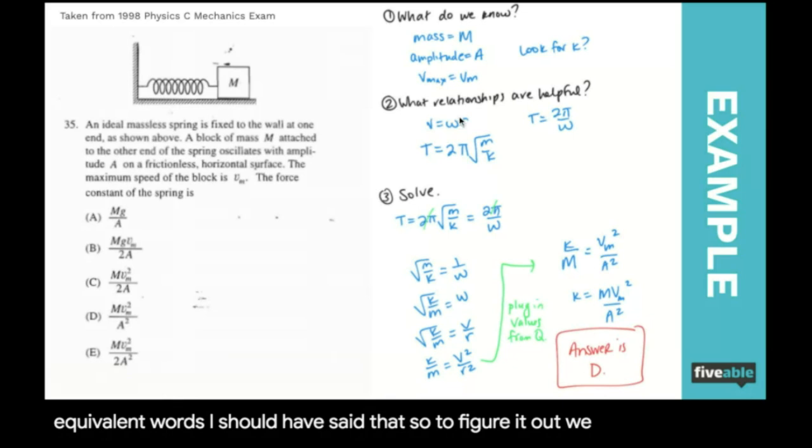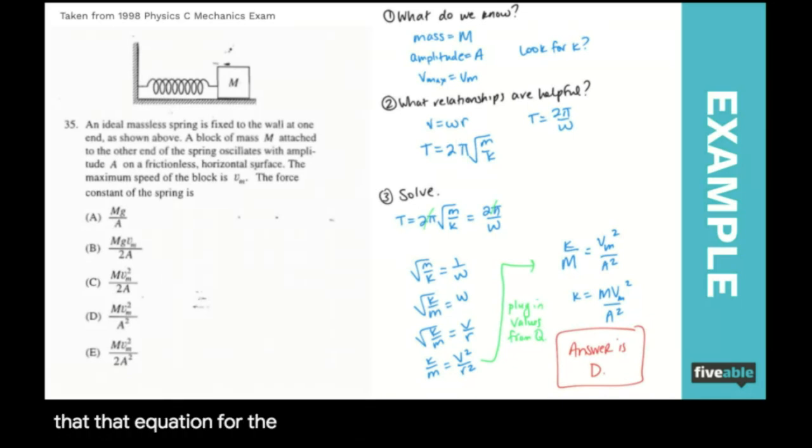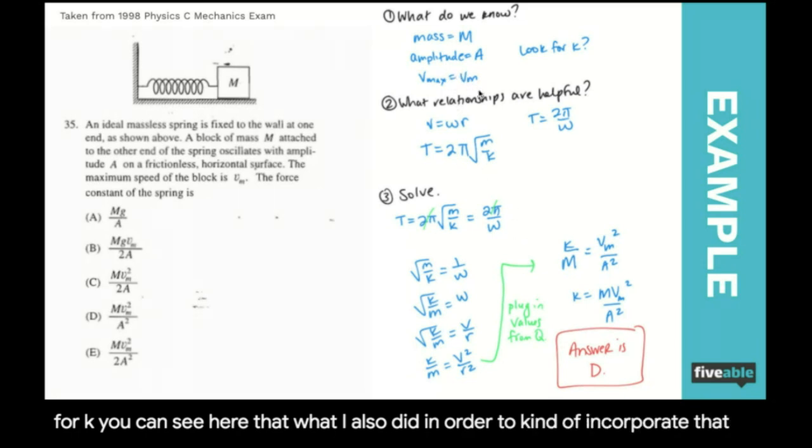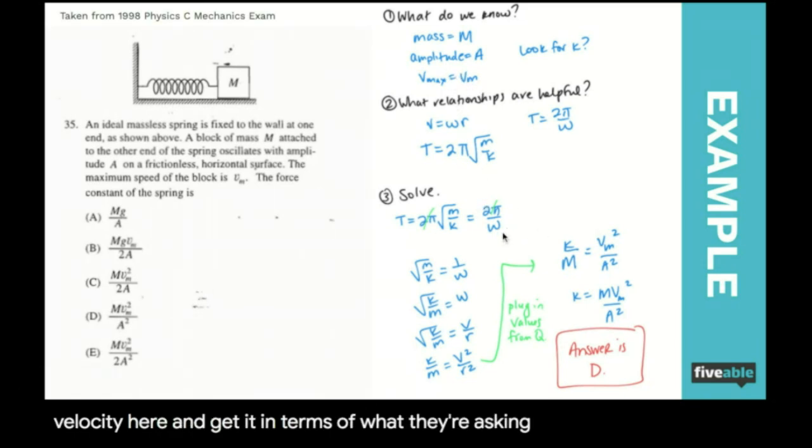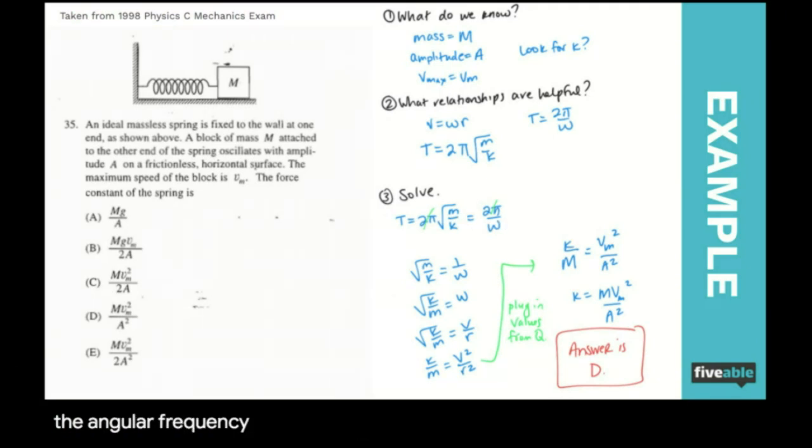So to figure it out, we are going to use that equation for the period of a mass on a spring, and we're going to solve for k. You can see here that in order to incorporate that velocity and get it in terms of what they're asking for, I also used 2 pi over the angular frequency, and did my little trick where we plug in v equals angular frequency times r. So set them equal to each other, do a little bit of algebra to rearrange, and then get an answer, which should be D. Okay.